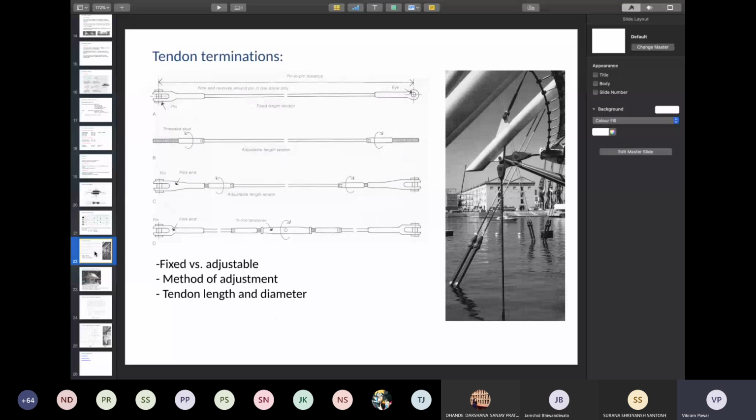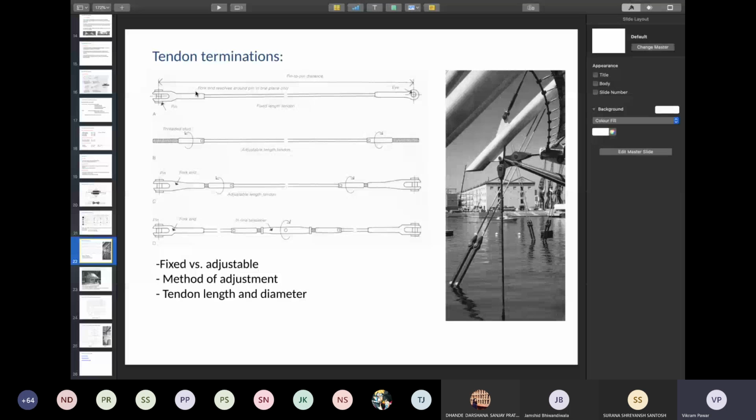Now, those were the cables themselves. What about the terminations? Because they have to anchor, they have to be fixed. Cables, obviously, are not like ropes that you can tie easily. So there are terminations for these cables. You can have fixed length tendons where the eye and the pin are rigid, they are fixed, so there is nothing you can adjust about this.